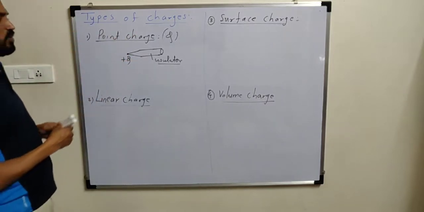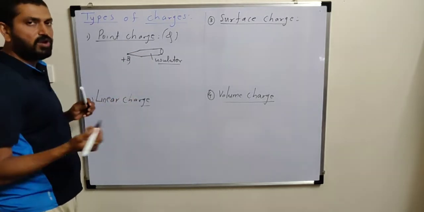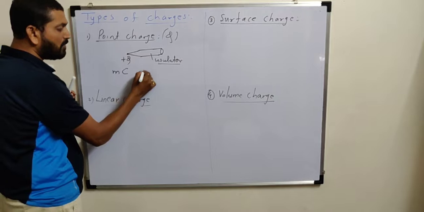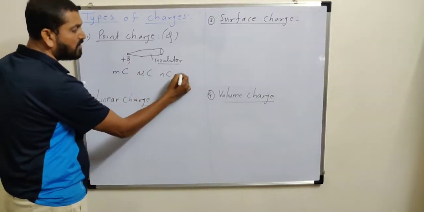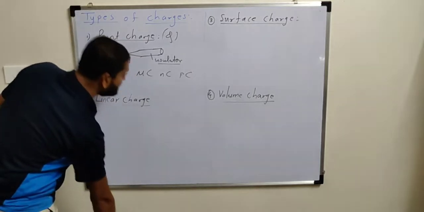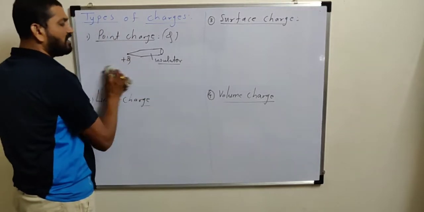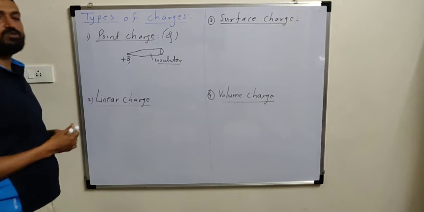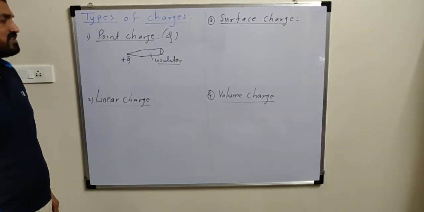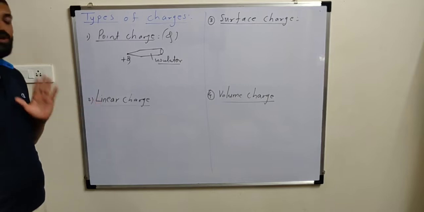Now second type. We know that charge is always expressed in the SI unit coulomb. You must know it. If the charge is smaller, we use millicoulomb, microcoulomb, nanocoulomb, picocoulomb, and for larger charge kilocoulomb, megacoulomb, etc. But generally large values are not in our syllabus. Generally smaller units will be required, such as millicoulomb, microcoulomb, nanocoulomb, picocoulomb, etc. And the conversion factors must be known to you.